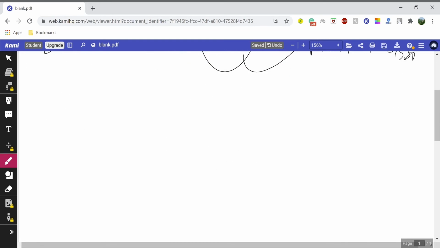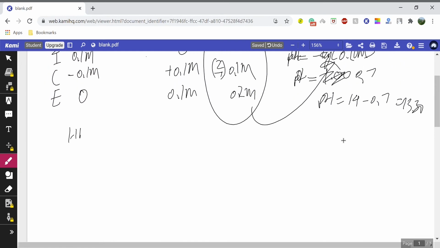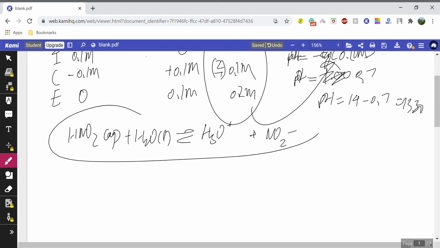Alright, now that's for strong acids and strong bases. Now weak acids only partially ionize in water. Nitrous acid is a weak acid, for example. HNO2 aqueous plus H2O liquid. And when you're dealing with weak acids, we show the equilibrium expression with a double arrow, forming H3O plus and NO2 minus, because it's not going to completely ionize in water. Now this is an example of a weak acid reaction.